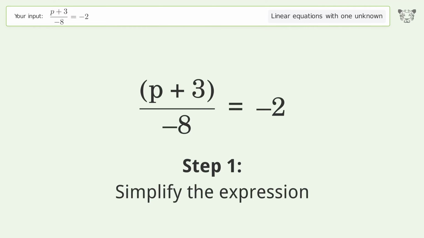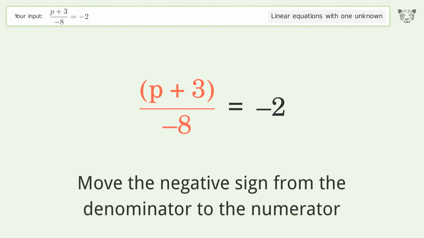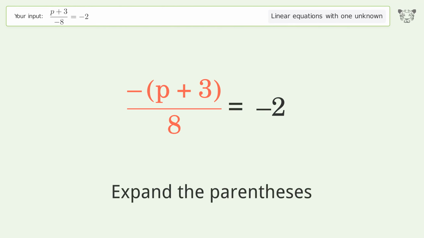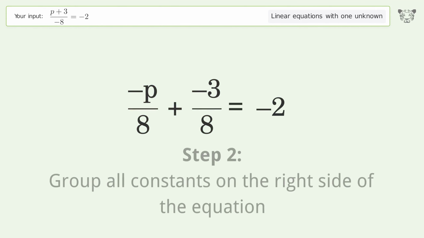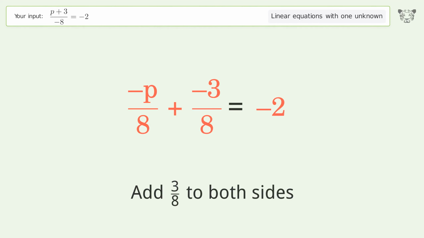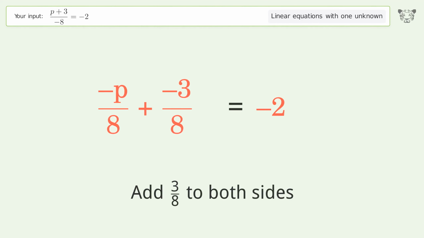Simplify the expression. Move the negative sign from the denominator to the numerator. Expand the parentheses. Break up the fraction. Group all constants on the right side of the equation. Add 3/8 to both sides.